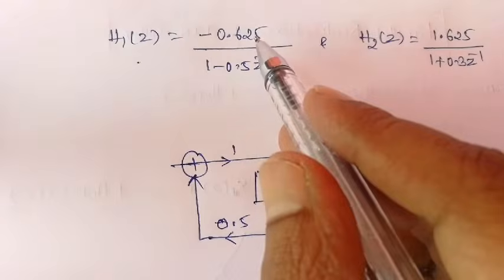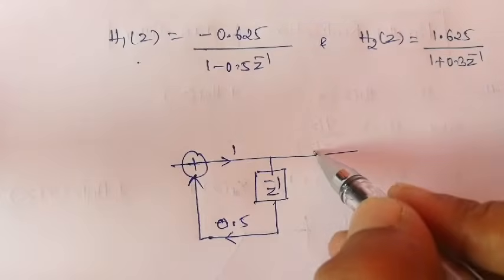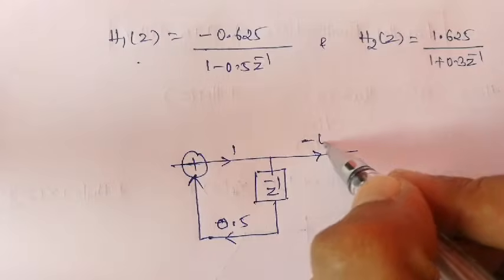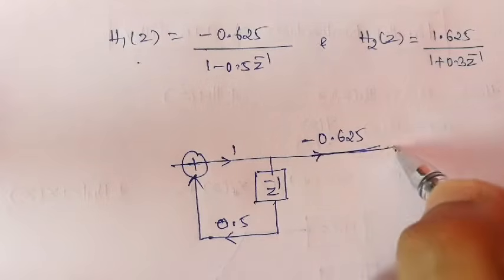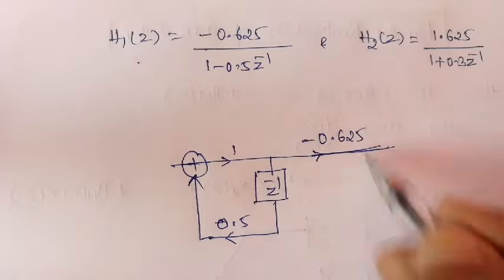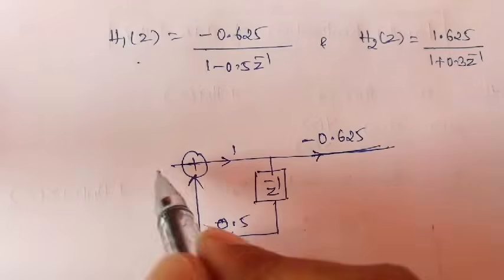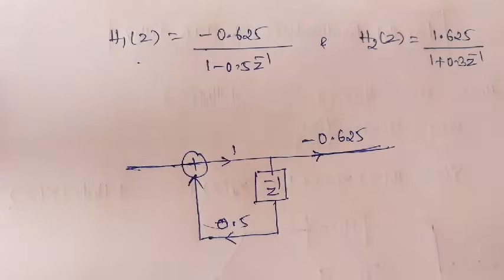Coming to the zero section, there is a constant term, minus 0.625. In the zero section, minus 0.625 is there. Here it is the pole section, and here it is the zero section. This is the realization of H1 of z.